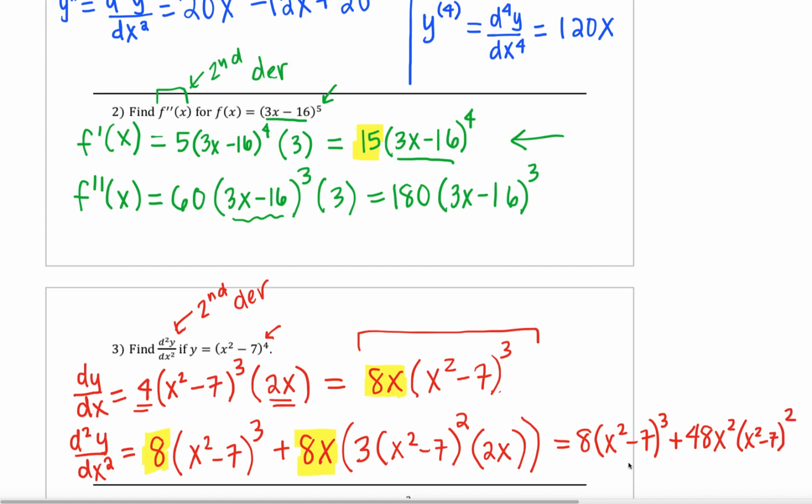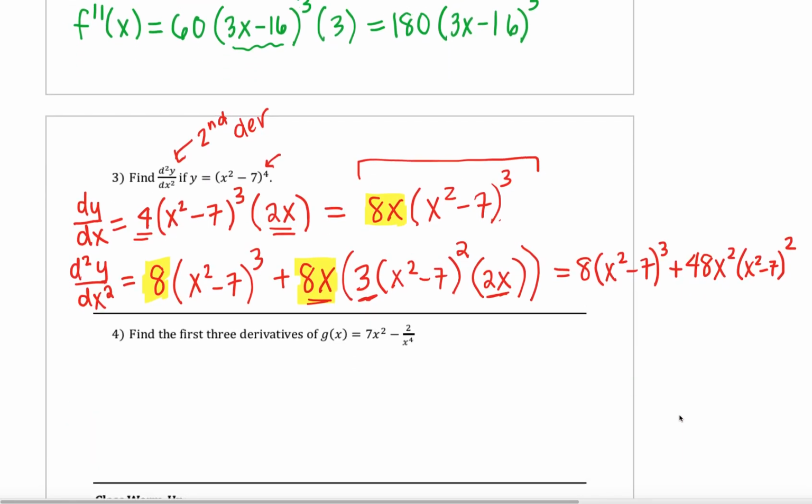And on a multiple choice question, if we're going to do a little bit of simplification, stuff like the 8x and the 3 and the 2, since they are not being raised to an additional power, can all get multiplied together to give us that 48x squared, and then keeping the (x squared minus 7) squared the same. Let's look at one more example.